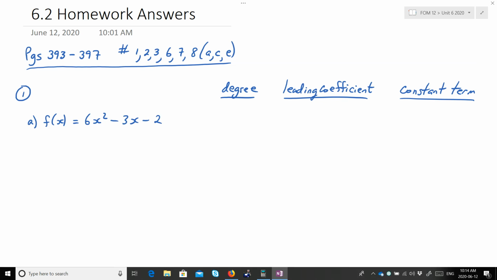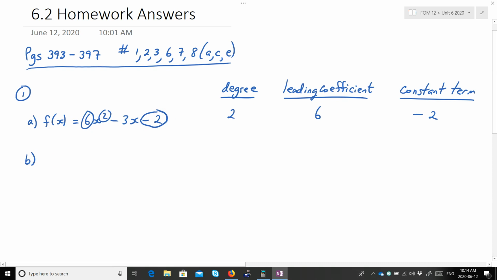Okay, so for this first one, I have it down written properly. The degree is the highest power of x, so that's 2. The leading coefficient is the number in front of the highest power of x, so that's 6. And the constant term is the term that doesn't have an x attached to it, and that is negative 2. And if you look at the back of the book, it is consistent with that.